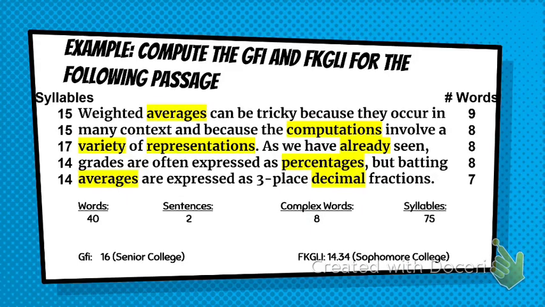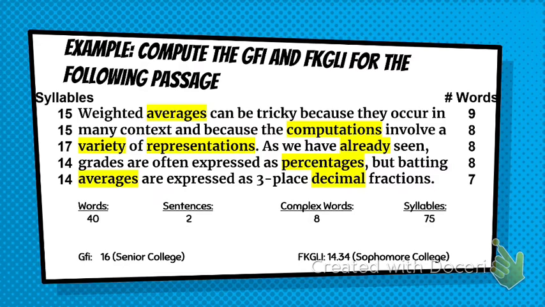So if you do that, you end up getting something like this. If you highlight the complex words, remember 3 syllables or more: averages, computations, variety, representations, already, and so forth. If I made a column over here with syllables as I go through, this line has 15 syllables. Weighted averages can be tricky because they occur in 15 syllables, 9 words. We continued to do that, and we gathered this information. We write it down as we go. You can get a highlighter and mark the complex words, but I had 8 complex words.